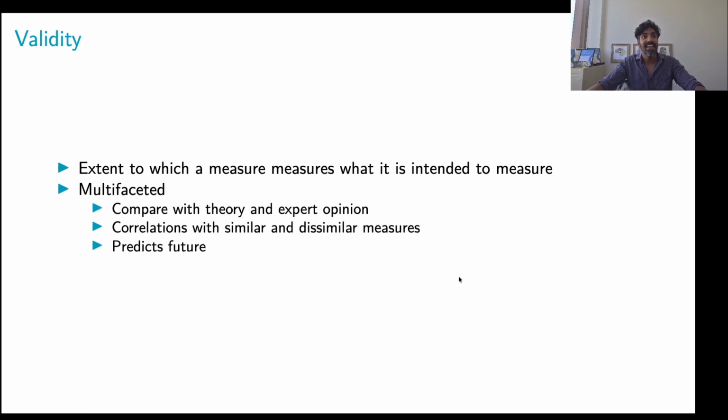So validity, extent to which a measure measures what it is intended to measure. So hopefully that is stuck in your brain now, and it's multifaceted. You can compare with theory and expert opinion, correlations with similar and dissimilar measures, and predicts the future. And so that's the different types of validity.